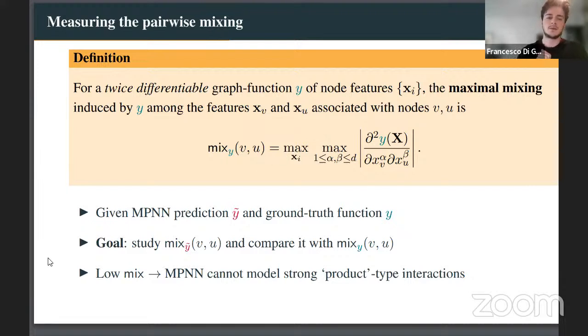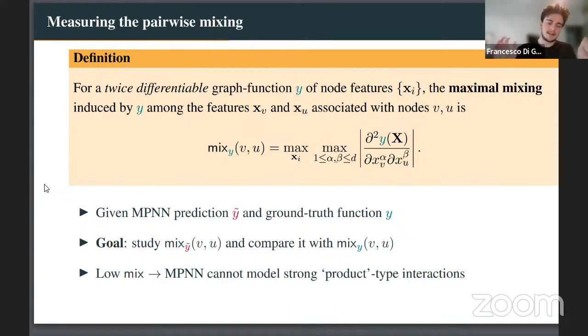Okay. Now, in practice, what we do have is not the ground truth function, which is this green y, which is typically what we do not know, but what we want to estimate the ground truth function with, which is the prediction of our message passing neural network. This is this y tilde. So the goal of this paper, in very brief terms, is studying the mixing induced by the MPNN prediction between two nodes v and u, and comparing it with the mixing required by the task.